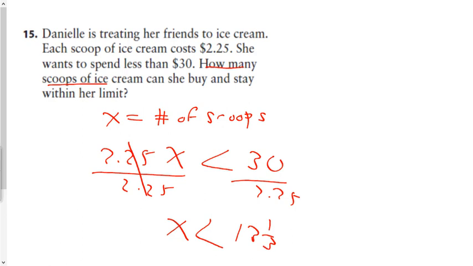Is it possible to buy 13 and a third scoops? No. But if she buys less than 13 scoops, so therefore, she can buy up to 13 scoops.